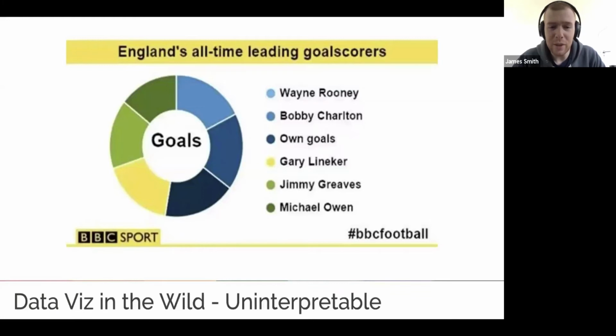Definitely, there's no way of telling how many goals they've scored, but if we think about proportionally, who has scored the most, who has scored the least here. So this isn't necessarily misleading, but it's uninterpretable. We're not actually getting anything from this particular example.